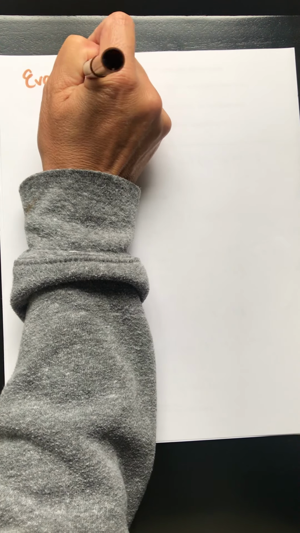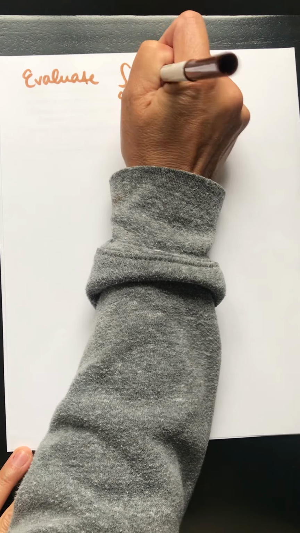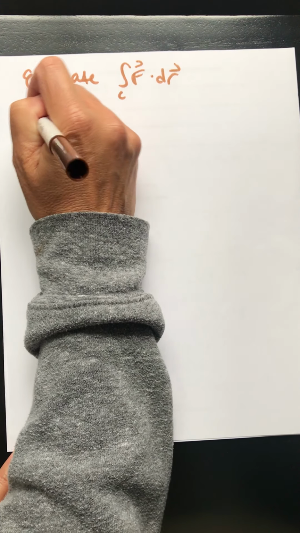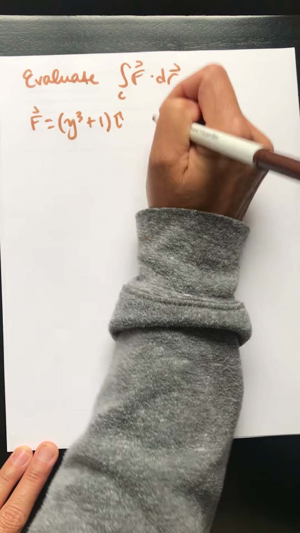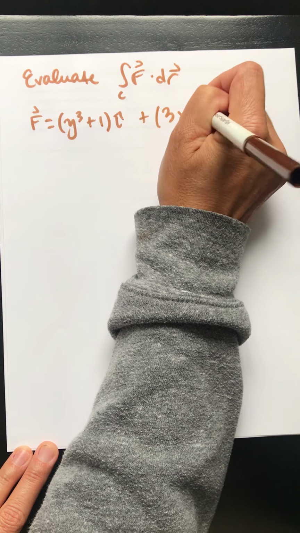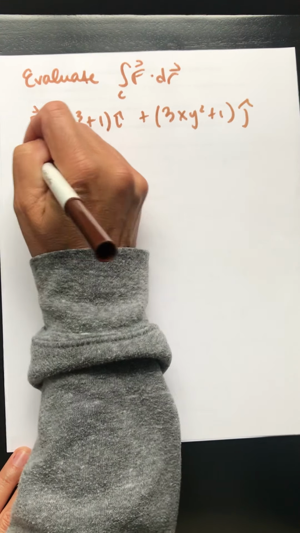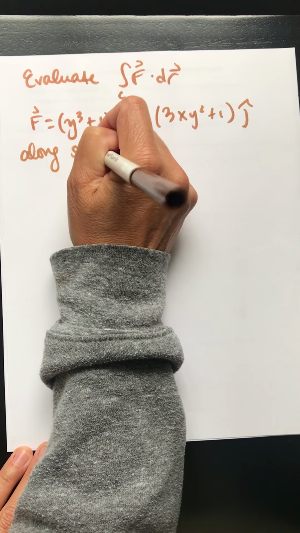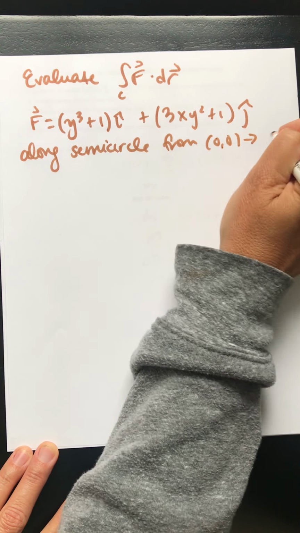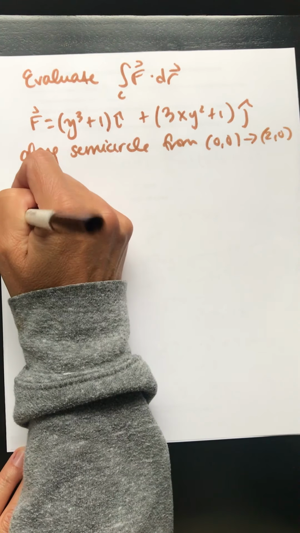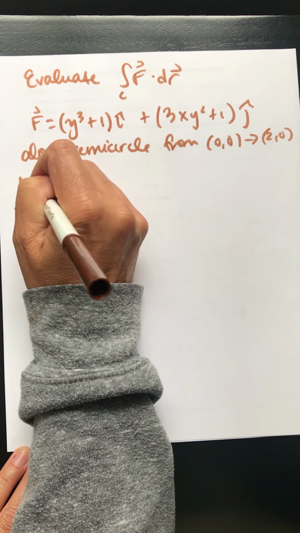All right, so let's give you one last practice problem. Let's evaluate the work. My field is y cubed plus 1 i hat plus 3xy squared plus 1 j hat along the semicircle from 0, 0 to 2, 0. So I'm going from here along here.